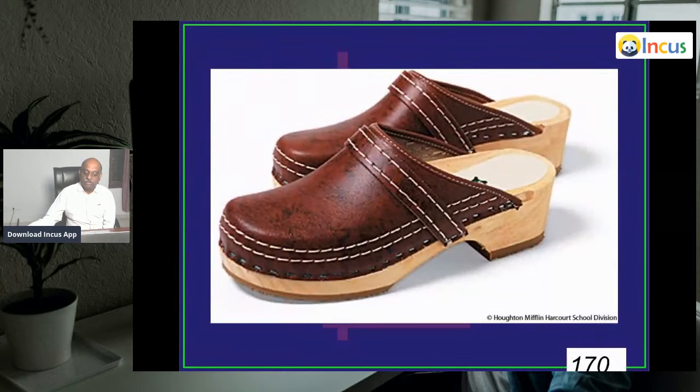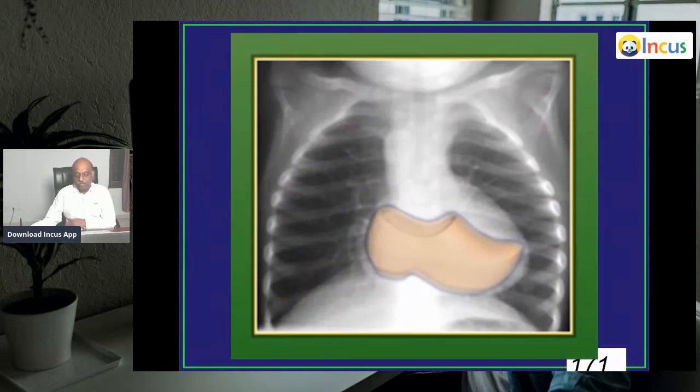Tetralogy of Fallot. So this is the typical boot, French shoe. The upturned tip of the ventricle due to the right ventricular hypertrophy gives that coeur en sabot appearance.